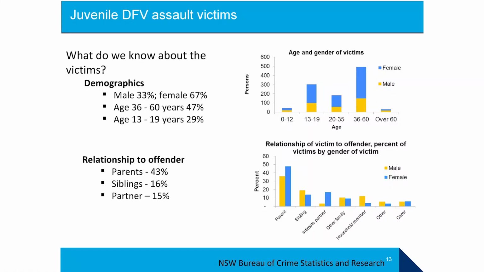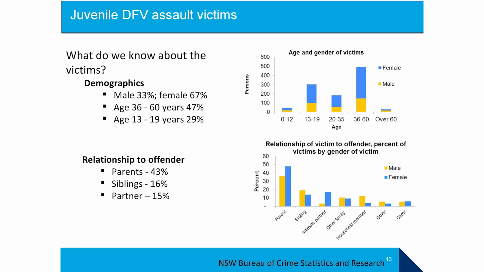So what do we know about the victims? This chart looks at the age and gender of victims of domestic assault by juveniles. Again, we see a big difference between male and female victims, with females being by far the majority of the victims. But again, it's interesting to note that males made up a third of the victims.